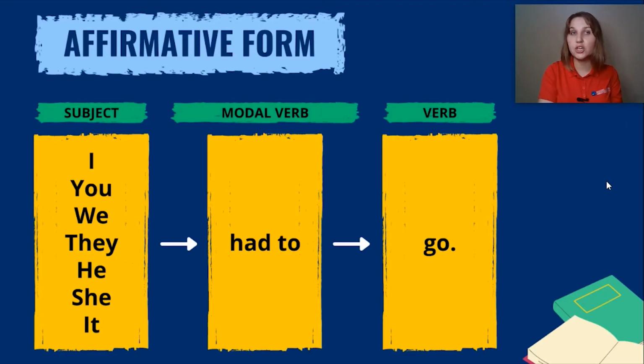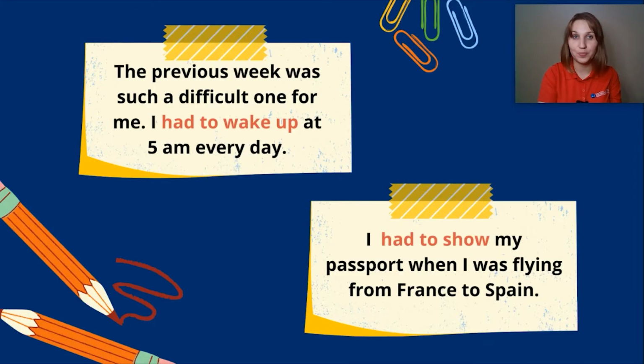Let's check the formation of the affirmative form. We start with the subject, we use the modal verb had to, and we use a regular verb. I had to go. You had to go. We had to go. They had to go. He had to go. She had to go. It had to go.